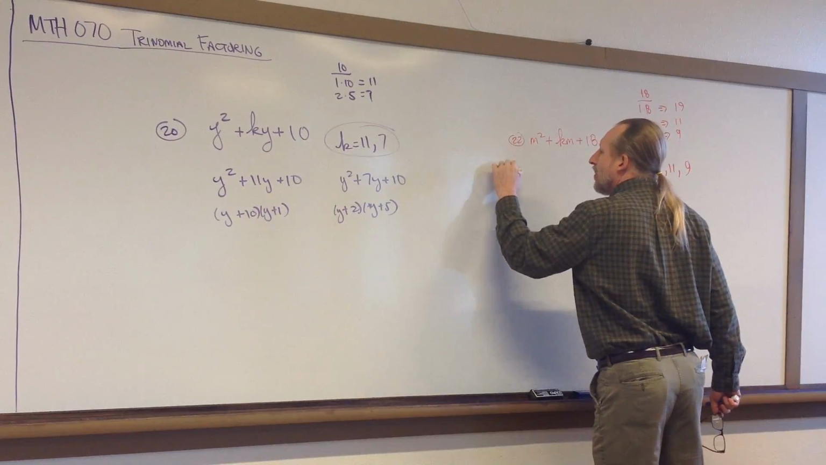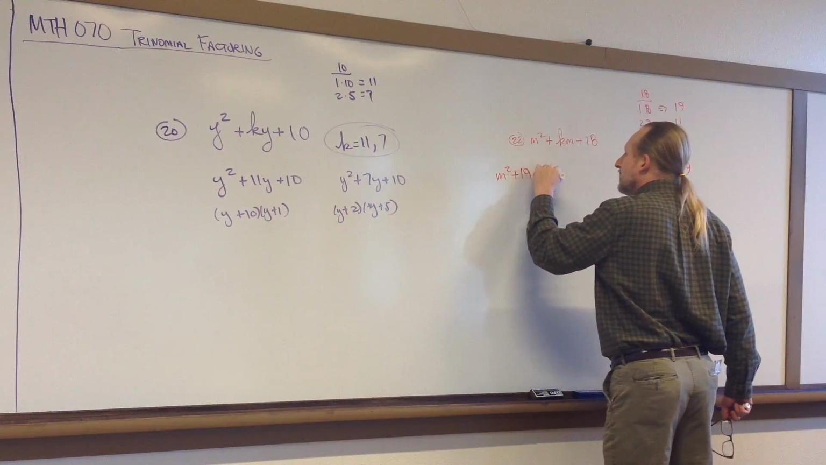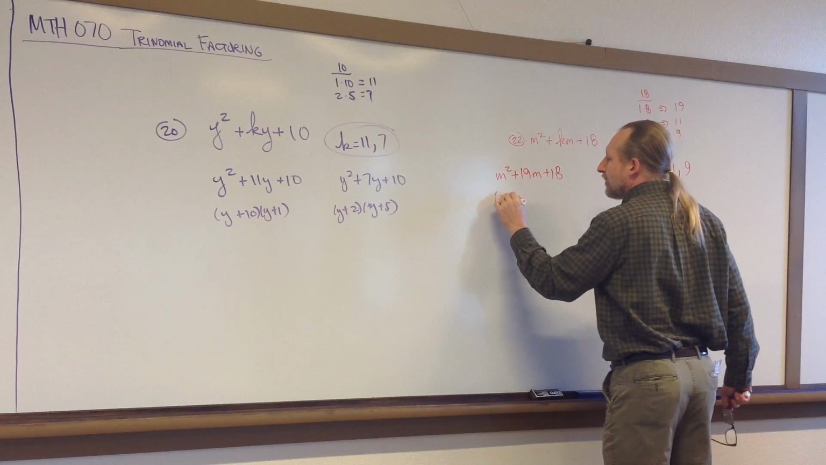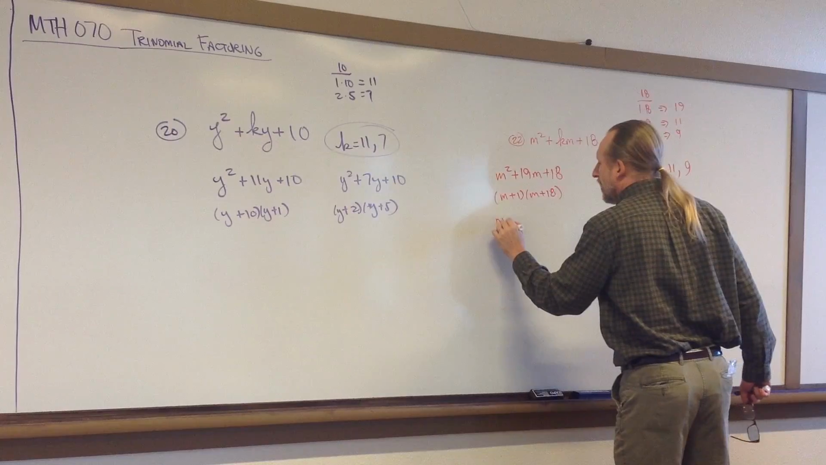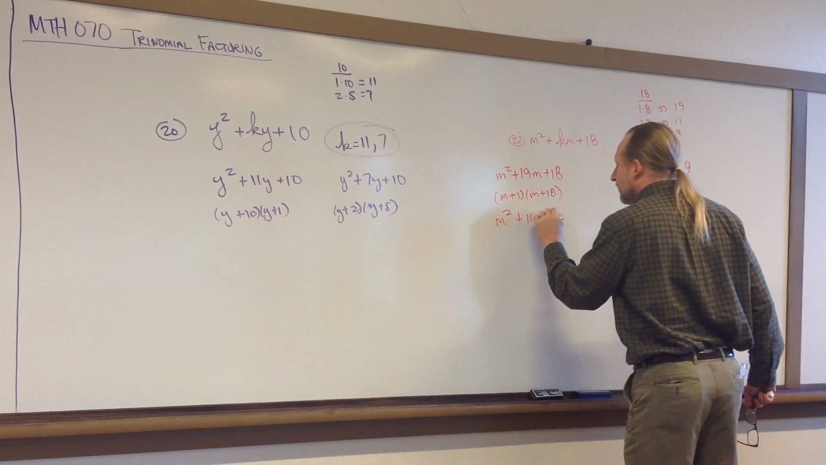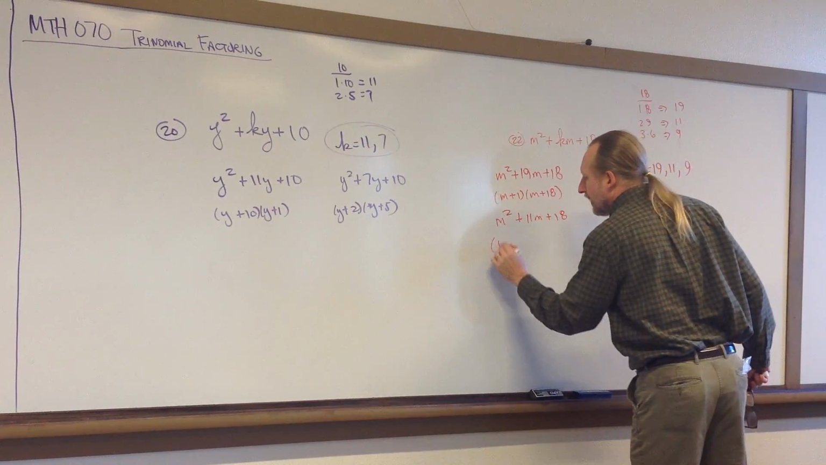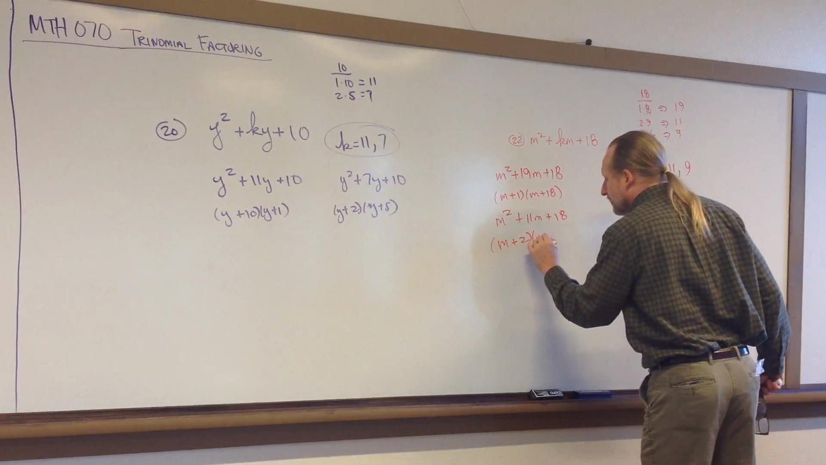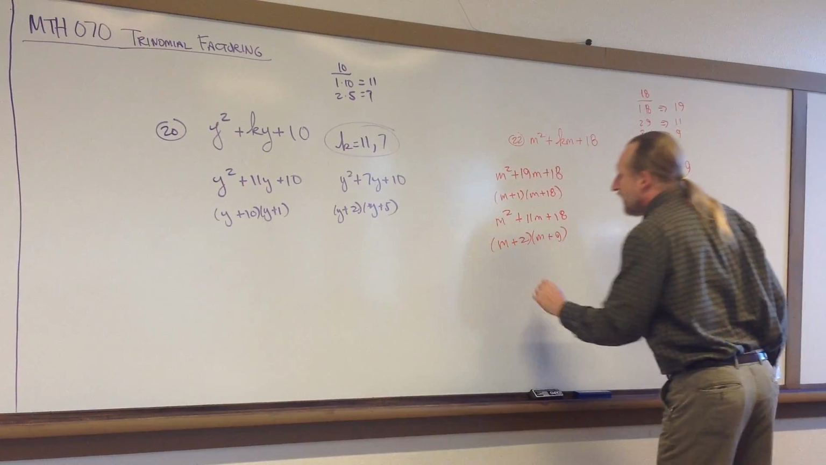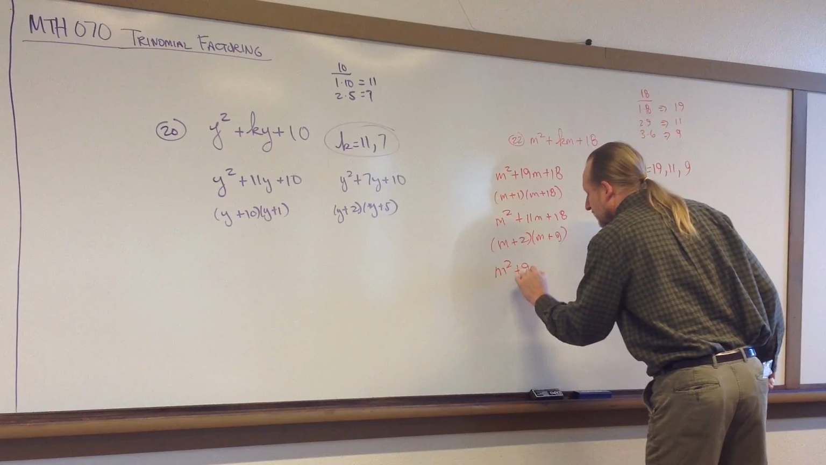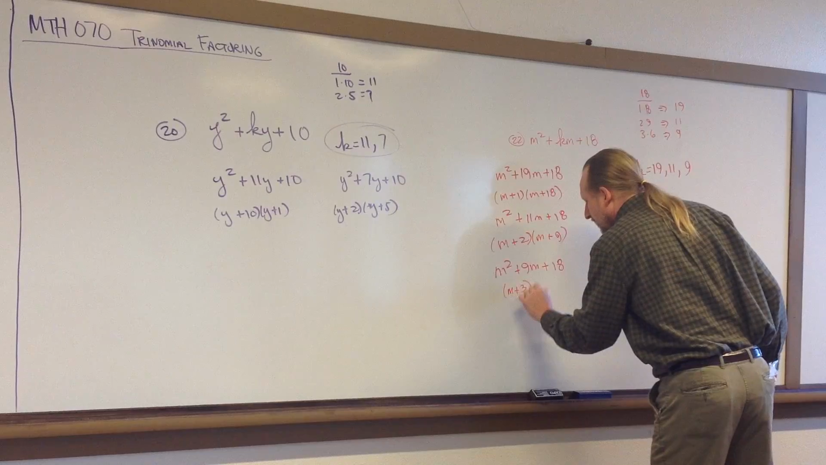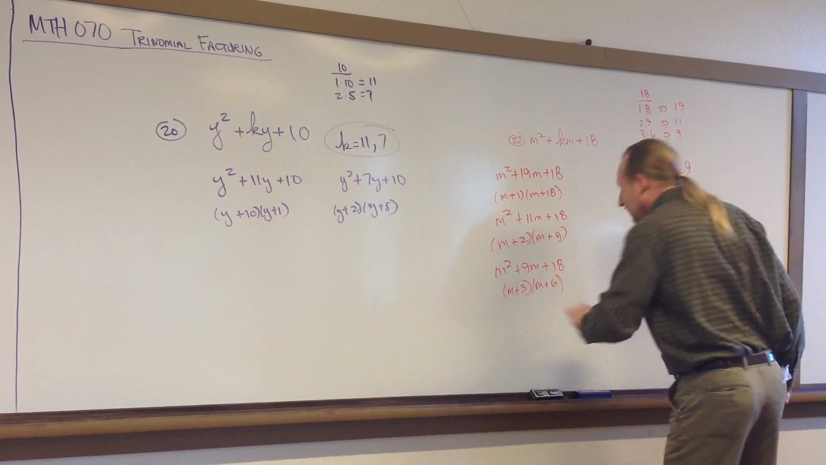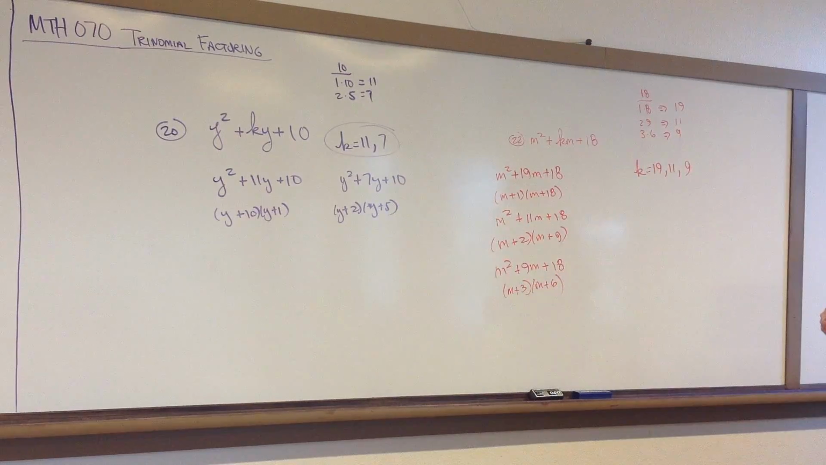And so, if k is 19, then you end up with this expression, which is factorable. If k is 11, then you can factor it as m plus 2 times m plus 9. And if the k is 9, then you can factor it as m plus 3 times m plus 6. Okay? All right.